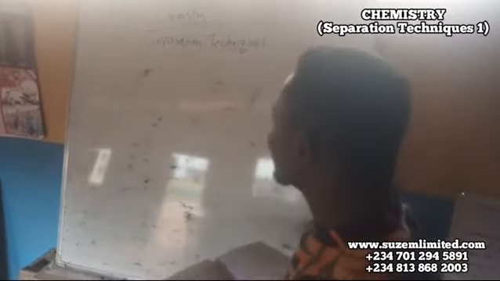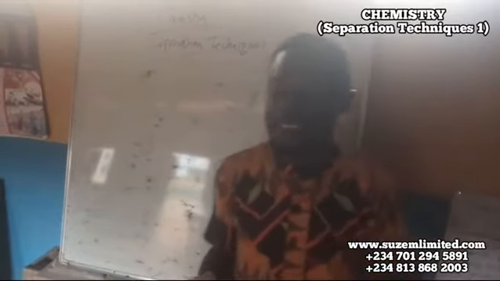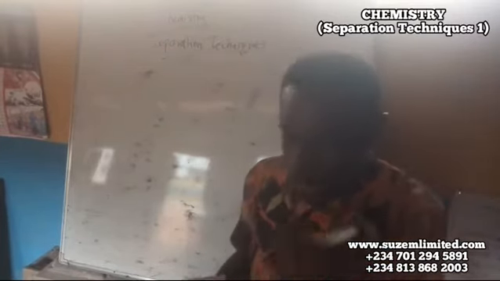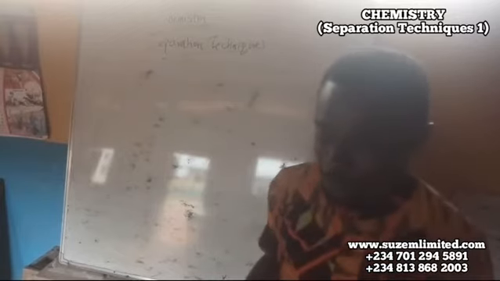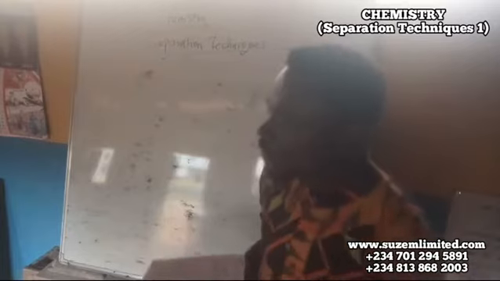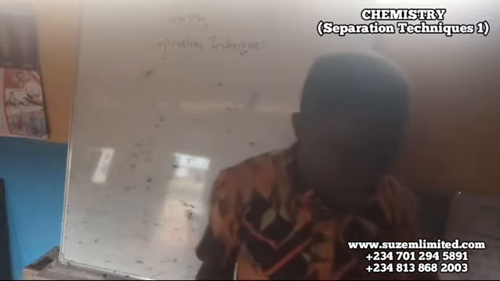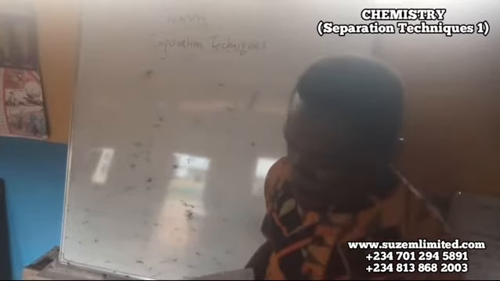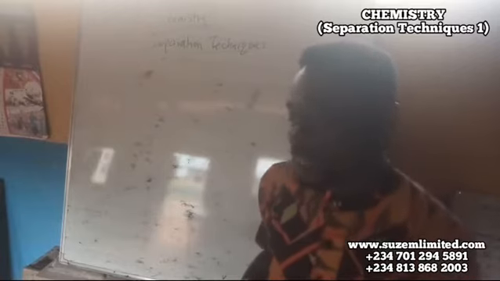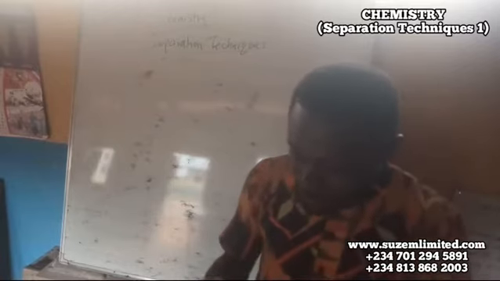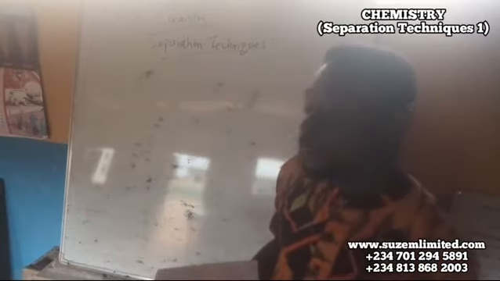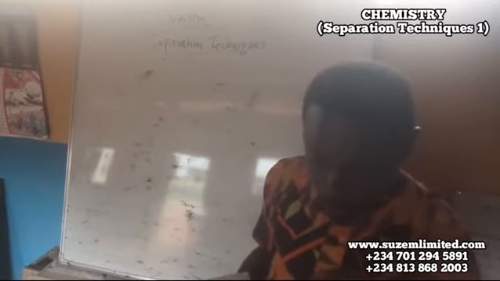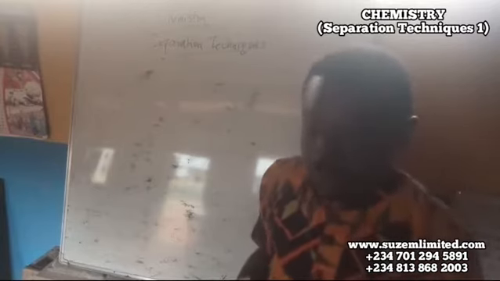Now, because the properties of each individual component remain the same, we can exploit this to our advantage to separate them. For example, if you have a mixture of sulfur, sand, and iron filings together, the iron filings present in that mixture, whenever they come in contact with a magnet, will be attracted to the magnet. So it retains its property.